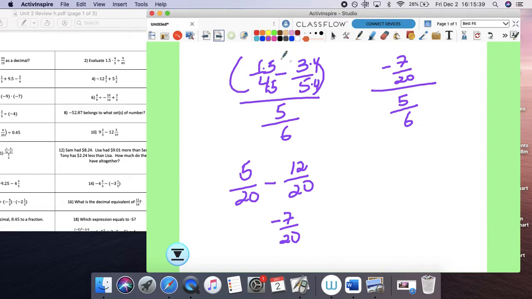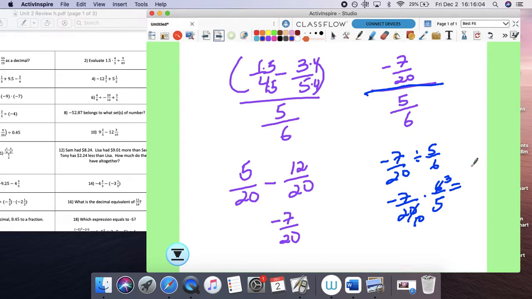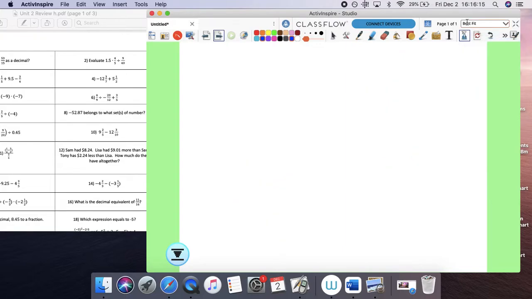So I subtracted the two fractions in the numerator. I got negative 7 over 20. Now I get to divide, right? Remember, this is division. So negative 7 over 20 divided by 5 over 6 is the same thing as negative 7 over 20 times the reciprocal, 6 over 5. Can we simplify? Yeah, the 6 and the 20. Divide both by 2. You get 3 over here and 10. Can I simplify anything else? No. Negative 7 times 3 is negative 21. At the bottom, 10 times 5 is 50. And that is the answer. Next question.